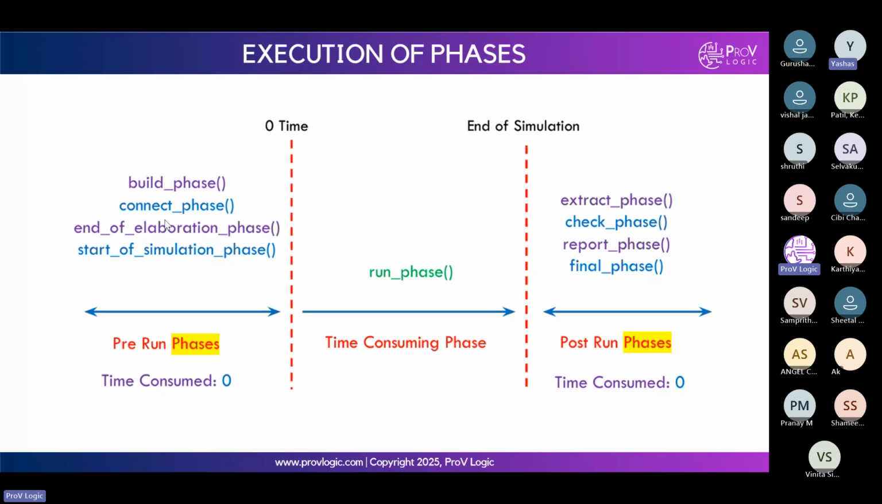Final phase in test or environment. After end of simulation, there are four phases. Extract phase we can also use in the scoreboard, not only the check phase, because we need the data and numbers. Yeah, data goes to the scoreboard, right? We can use it in the scoreboard and the test environment.